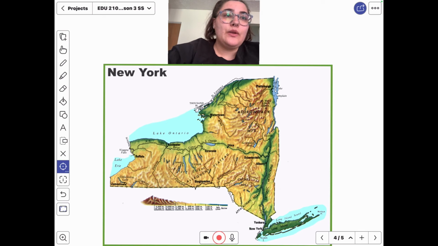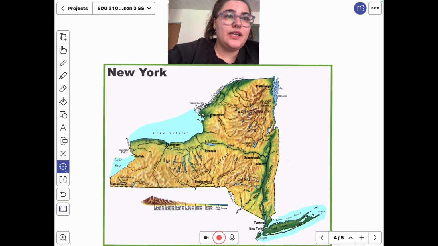First, let's find where the title is. We see it at the top, and the title is New York. Next, let's look at our key. In the bottom section, we can see our key right here, and it looks like it's telling us the different elevations. So based on that, what type of map is this? We know that maps that tell us different elevations are topographical maps. So this is a topographical map of New York State.